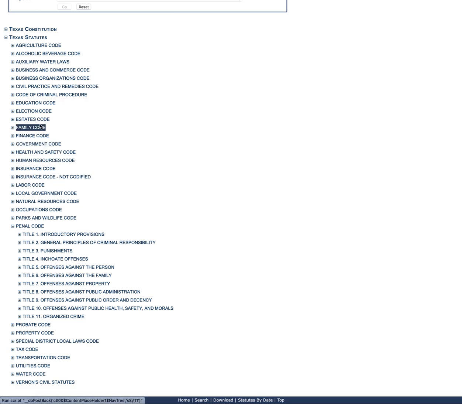Some of this is related specifically to education or to alcoholic beverages, parks and wildlife. And then we have right here the penal code. So when we talk about statutory law, all of these codes are examples of statutory law. The penal code is just statutory law that specifically concerns itself with criminal law.